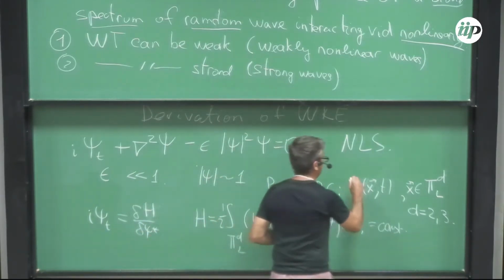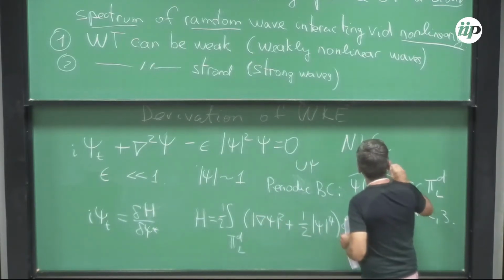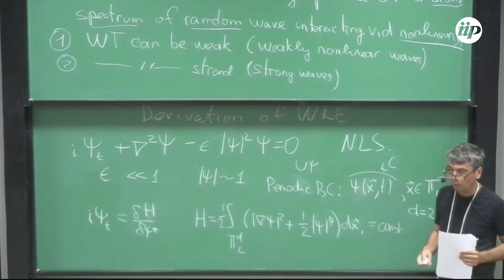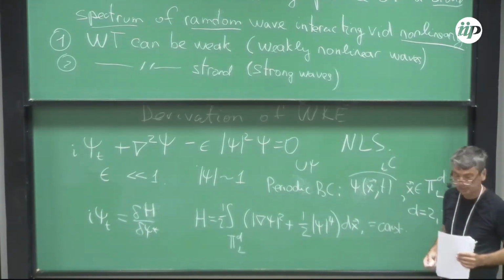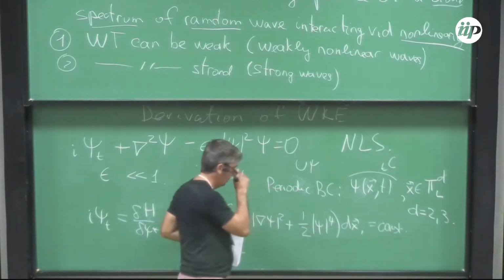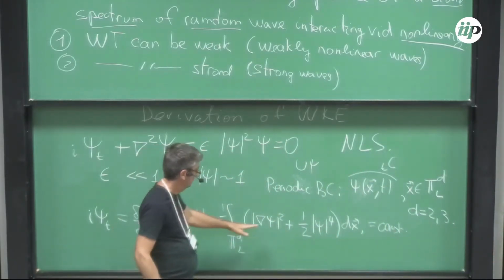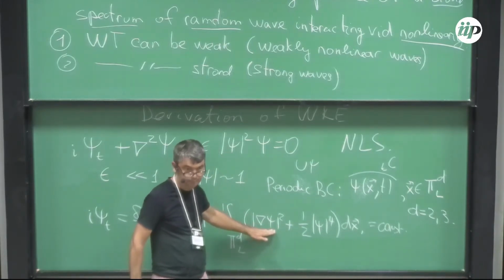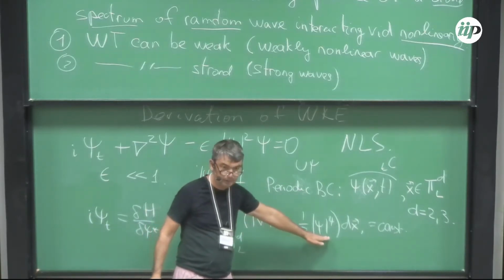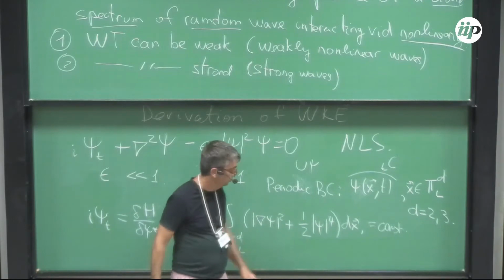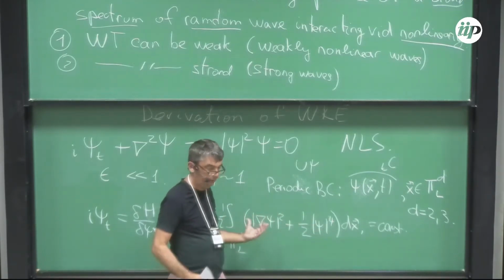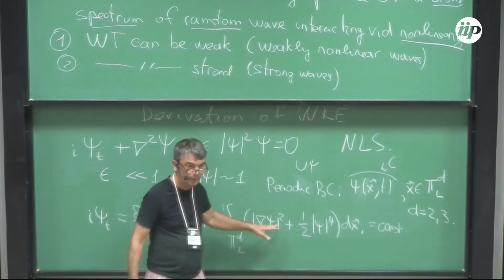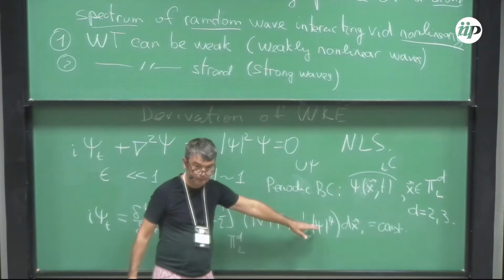One thing I should mention, but you of course know that: psi is a complex scalar field, right? This is usually called the free Hamiltonian, and this is called the interaction Hamiltonian. If I neglected that, I would just have free particles with dispersion relation omega equal to k squared, and this makes them interact.